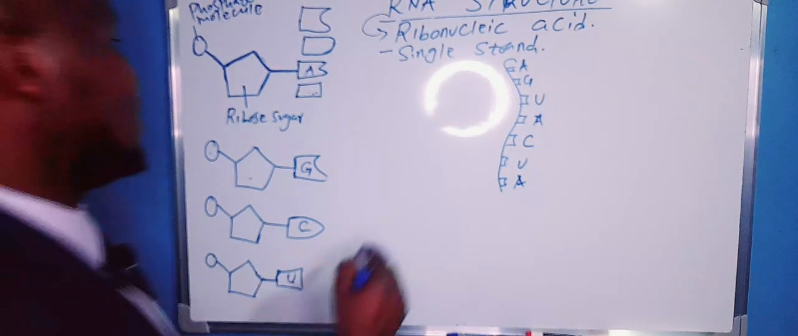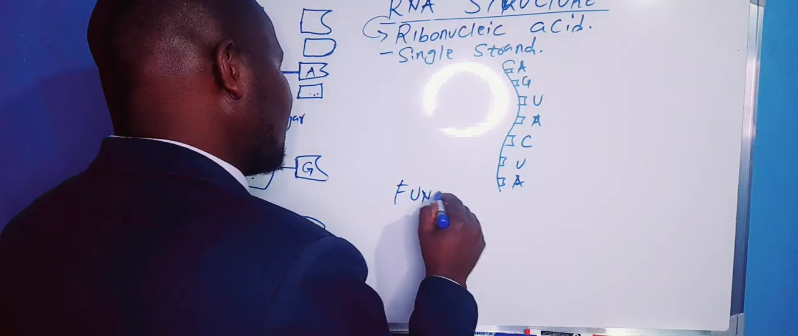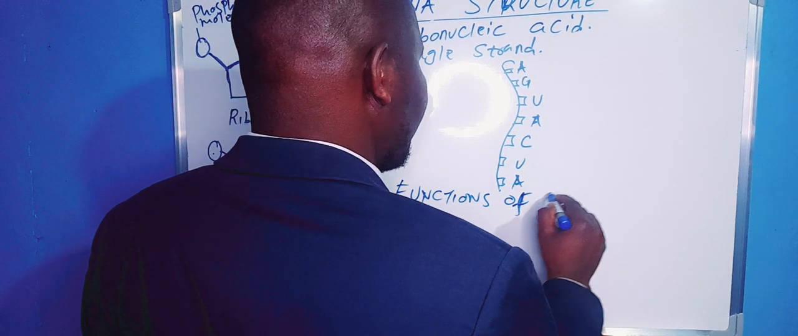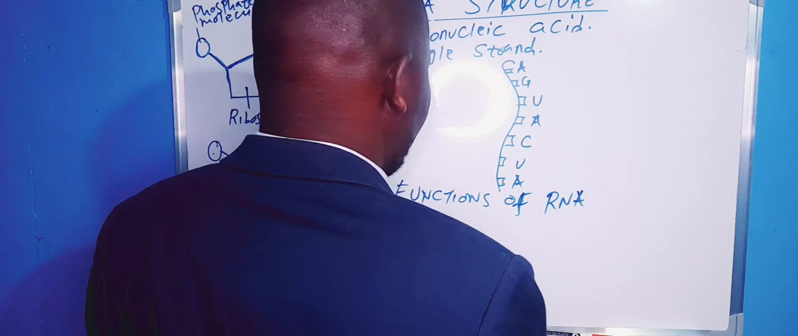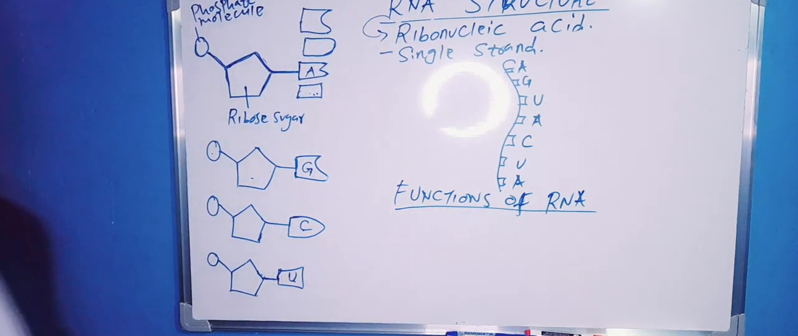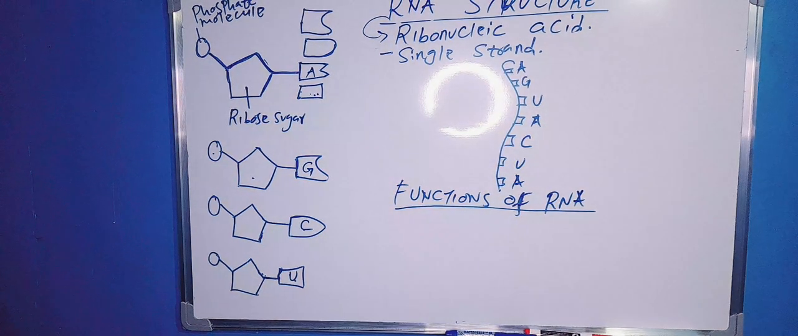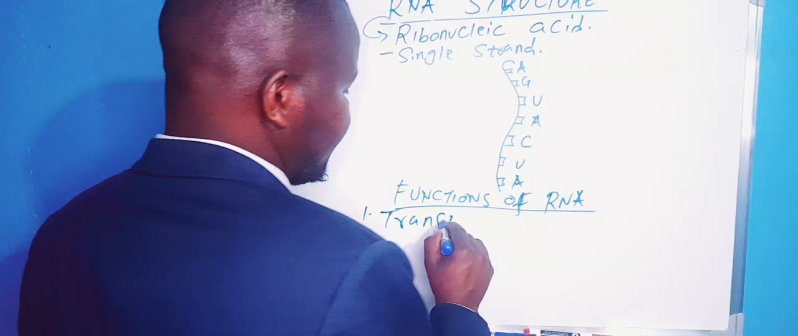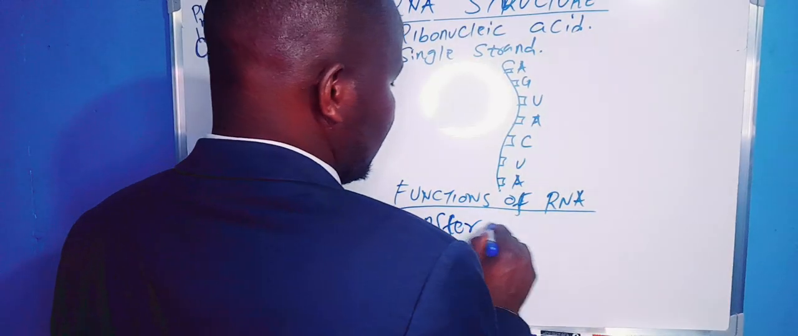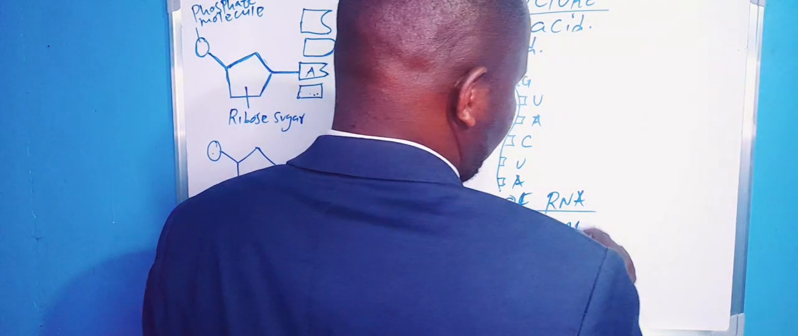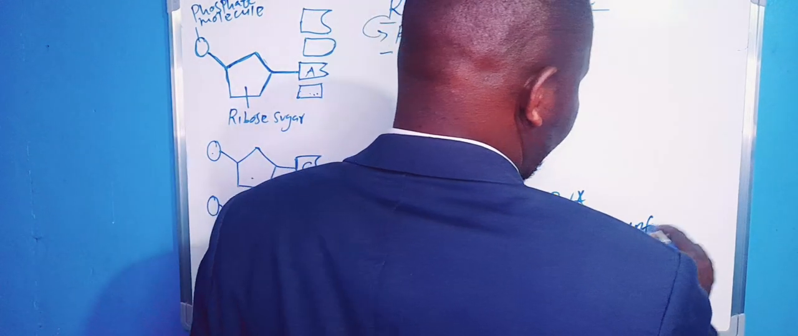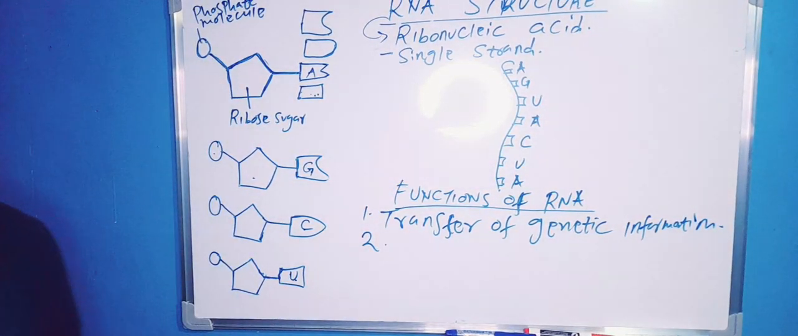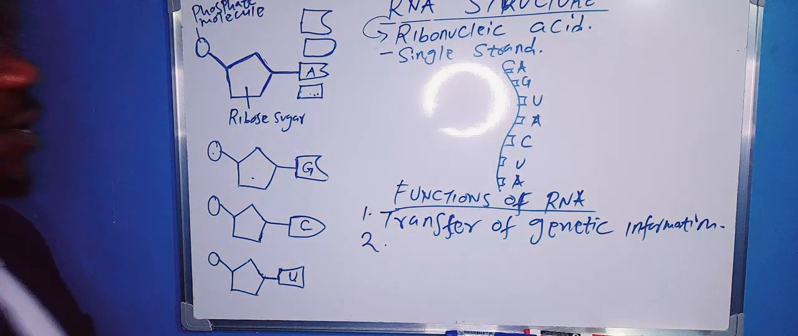Then the last one, let's discuss the functions of RNA. Which are the functions of RNA? We just have 2 functions of RNA. The first role is the transfer of genetic information.